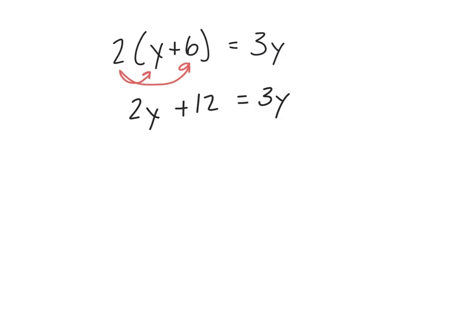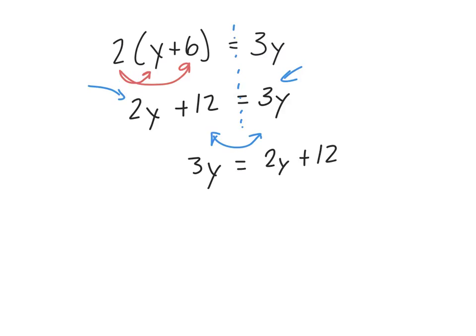Now here's what I notice. I notice that the y term on the right side, 3y, happens to be bigger than the y term on the left side. That's why when we subtracted it, it ended up with a negative 1. What we sometimes do is when we notice that that's the case, we flip the whole thing around and we write 3y equals 2y plus 12.